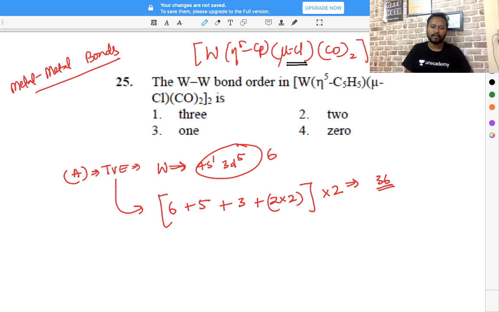Now you need to calculate B. So B is 18 into n minus A. A means whatever you have calculated over here. N is the number of metals over here. So 18 into n means how many metals are here? So there are 2 tungsten over here, right?